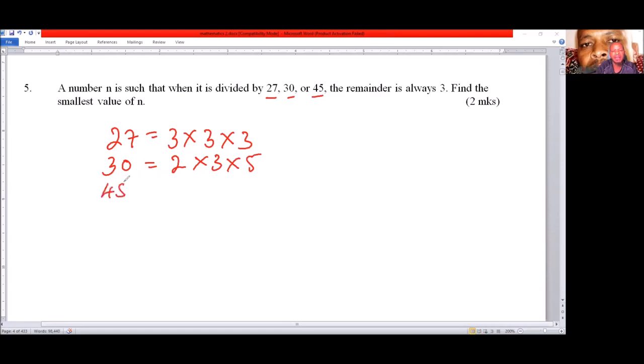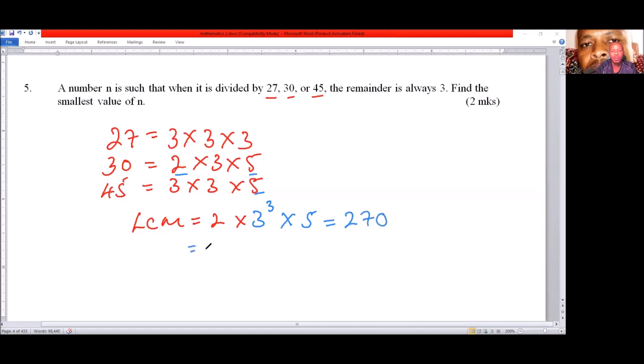And then we have 45. When you divide by 3, you get 15. 15 divided by 3, you get 5. So the LCM, this common multiple, you start with 2 multiplied by 3 to power 3, and then you multiply by a single 5. When you multiply this using your calculator, you should get 270, meaning our n is equal to 270.